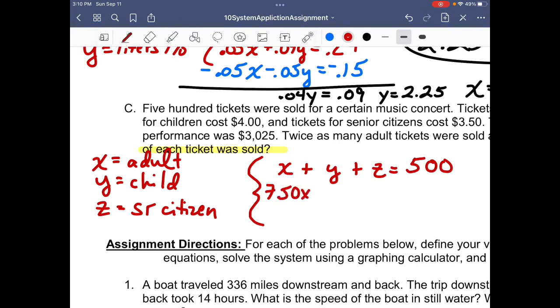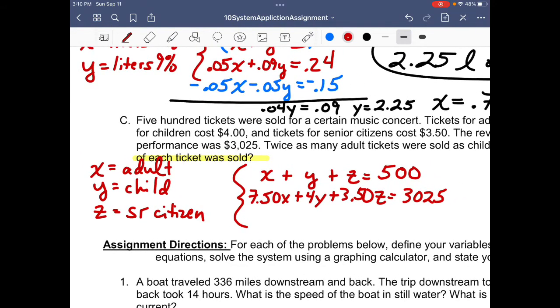You get revenue. You get $7.50 for every X. You get $4 for every Y. So we have the classic multiply equation, where you're multiplying each variable by its value. And that's going to give us our total revenue. Now there's one more equation that's left.